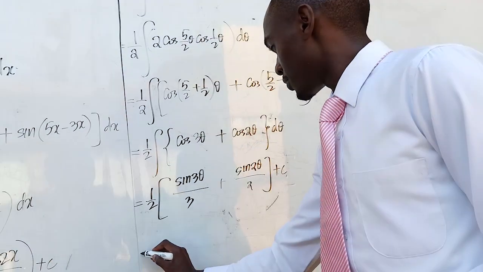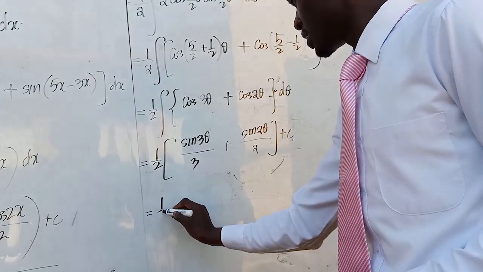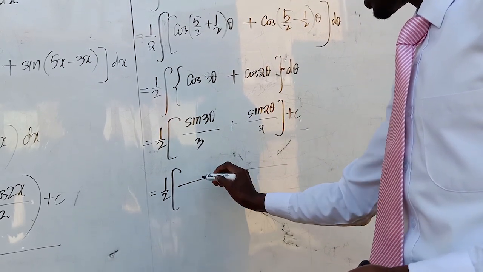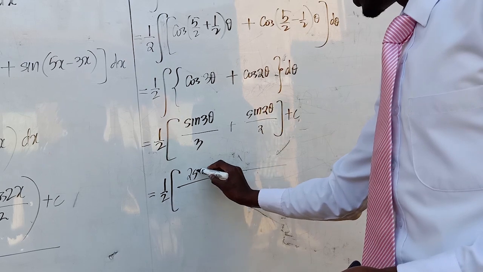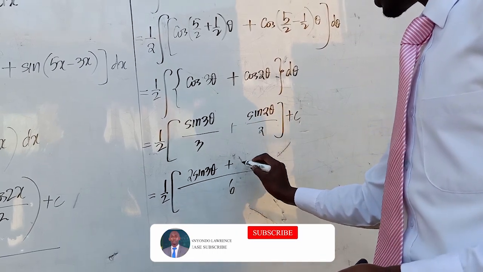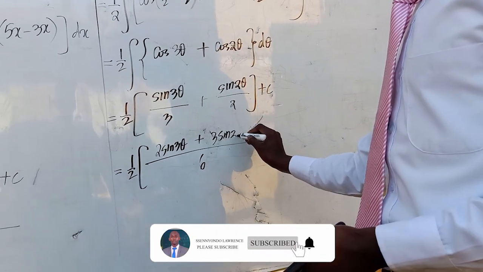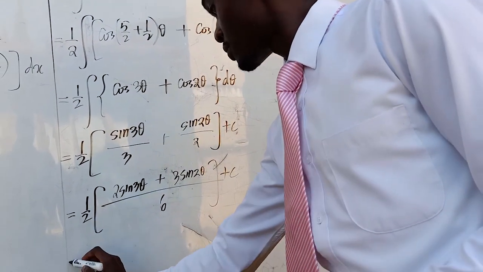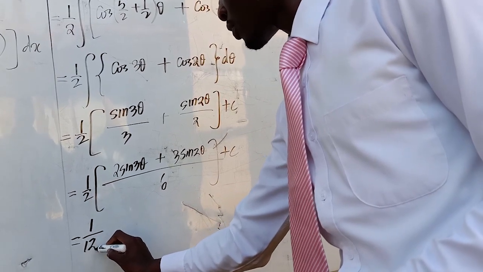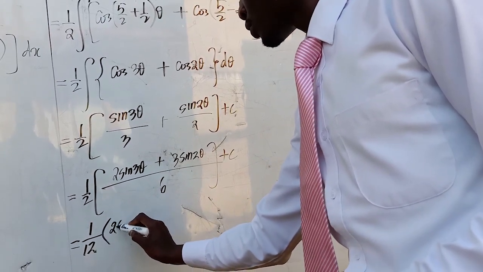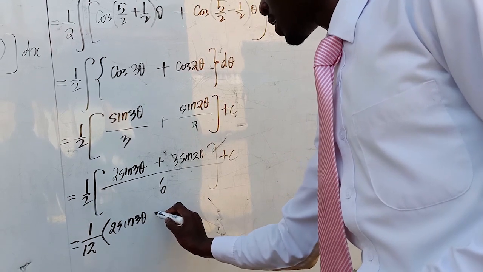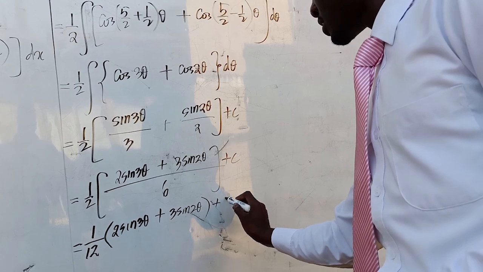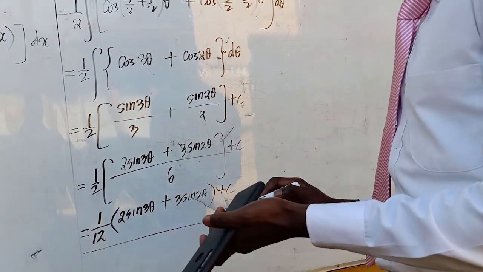Feel free, if you don't mind, to get the LCM for cases of simplification, which is 6, which will give us a 2 sine 3 theta plus a 3 sine 2 theta plus a constant. Now the 6 and the 2 multiply to end us at 1 over 12 into 2 sine 3 theta plus 3 sine 2 theta plus a constant as the solution.